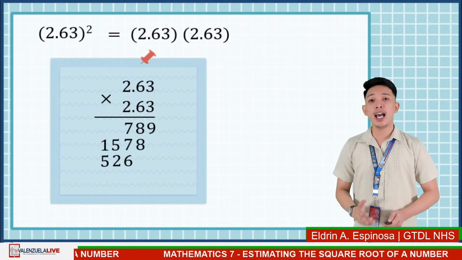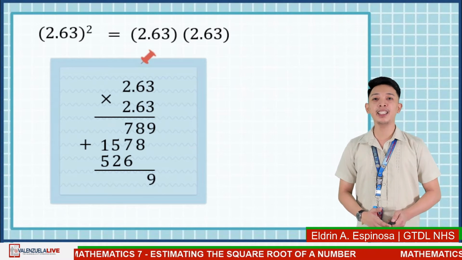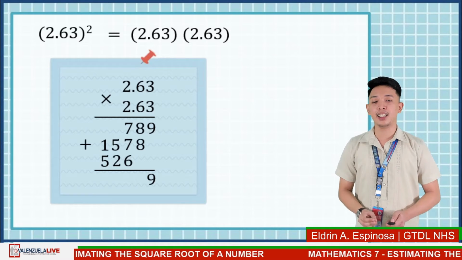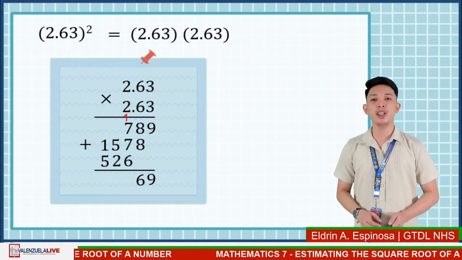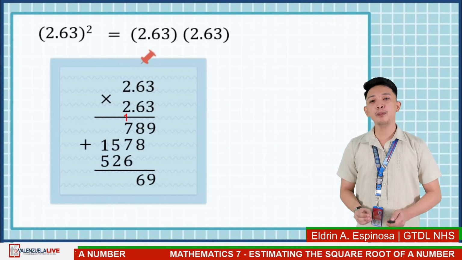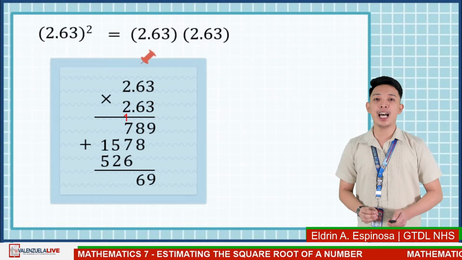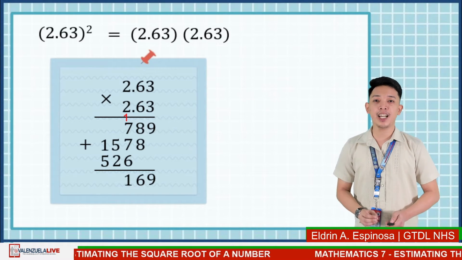Now, add all the partial products. Bring down 9. Then 8 plus 8, we will get 16. So bring down 6, then carry 1. Next, 1 plus 7 plus 7 plus 6, we will have 21. Bring down 1, then carry 2.